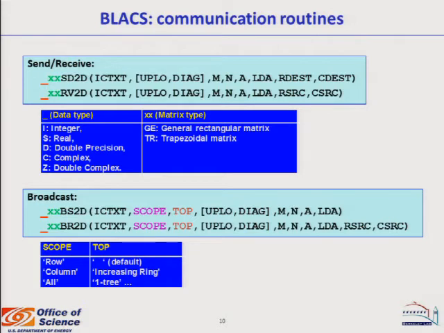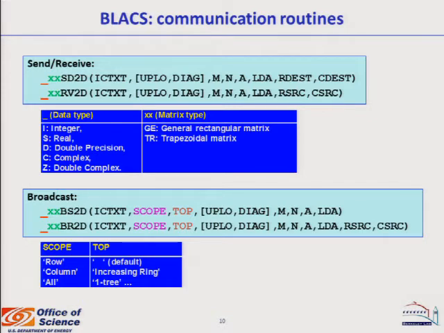The two x's there in green would be replaced by GE, meaning I am sending data related to a general rectangular matrix, or TR, meaning I'm sending or receiving data related to a trapezoidal matrix. And there is a function for broadcasting data, similar to the ones at the top, where again the underscore stands for integer, real, double, etc.